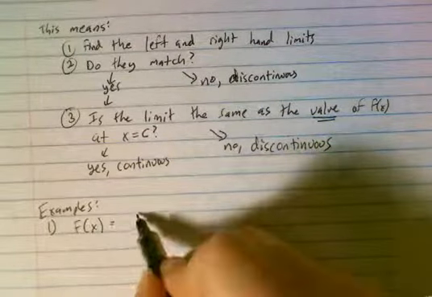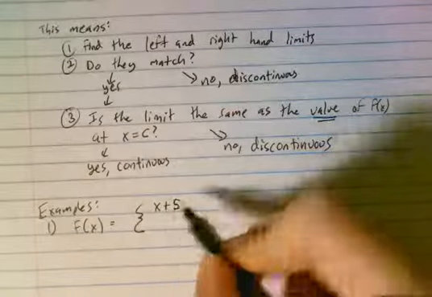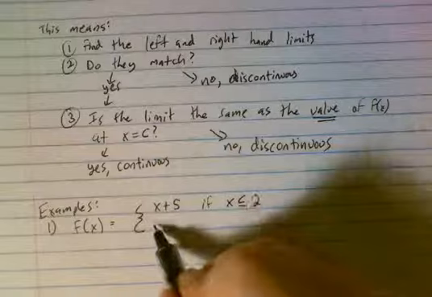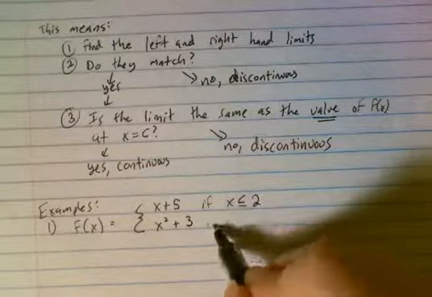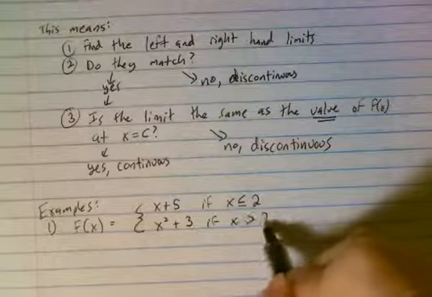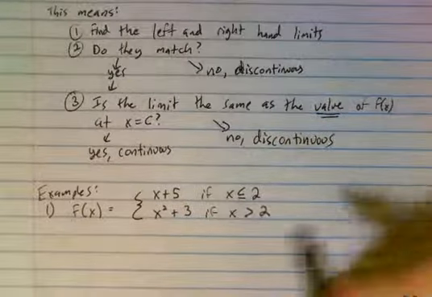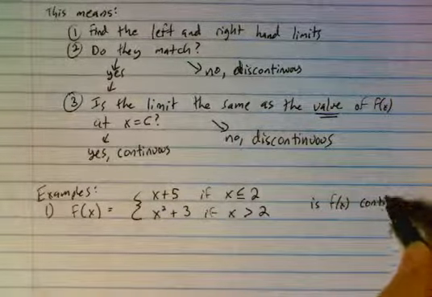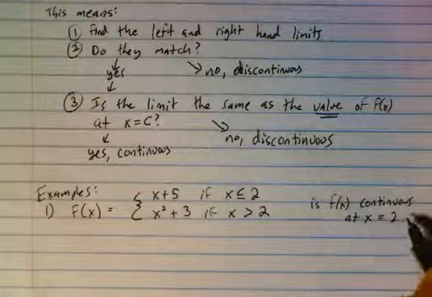Let's say that f of x is x plus 5 if x is less than or equal to 2. Let's say it's x squared plus 3 if x is greater than 2. And what we want to know is, is f of x continuous at x equals 2?